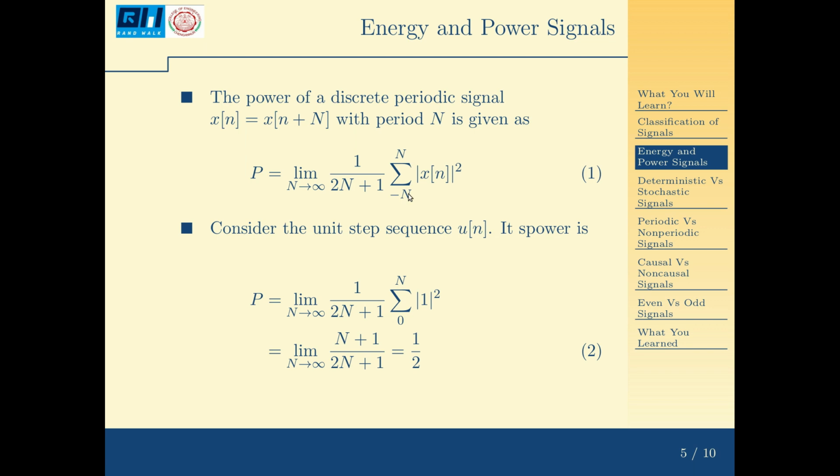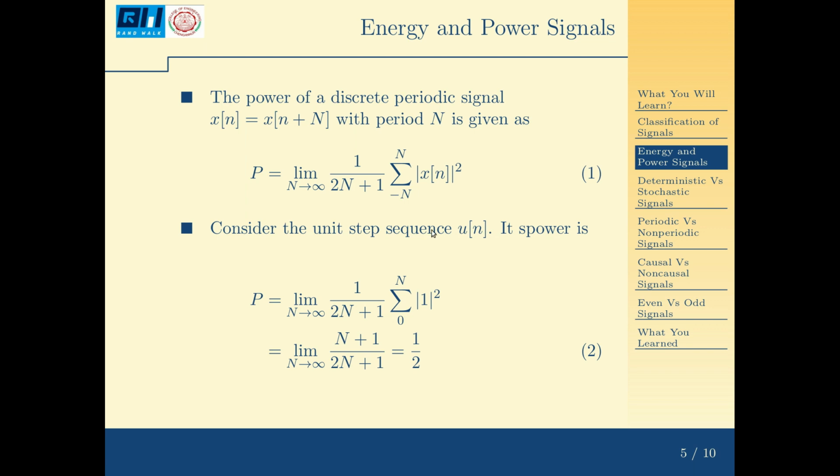So the summation limit is from minus N to N. So the total period is 2N plus 1 because the origin is also there. So I have a total span of 2N plus 1. I average over that period, 1 by 2N plus 1. Then I apply the limit N tending to infinity to encompass the total spread of the signal. So P is equal to limit N tending to infinity 1 by 2N plus 1 summation minus N to N mod x[n] square.